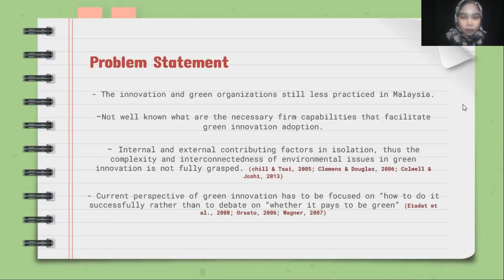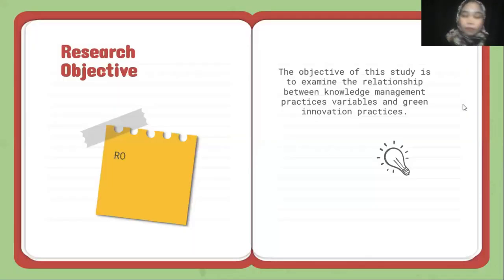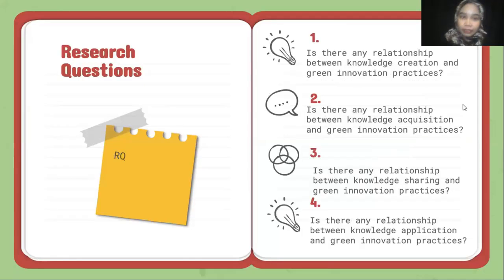And last but not least, for the problem statement, the current perspective of green innovation has to focus on how to do it successfully rather than debate on whether it pays to be green. This is according to Yedet et al. 2008, Orsato 2006, and Walker 2007. Moving on to research objective. The objective of this study is to examine the relationship between knowledge management practices and green innovation practices. Next, the research question.